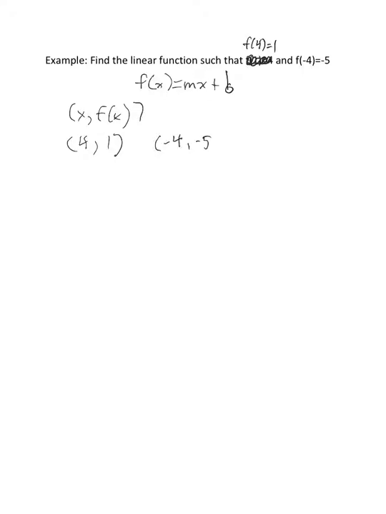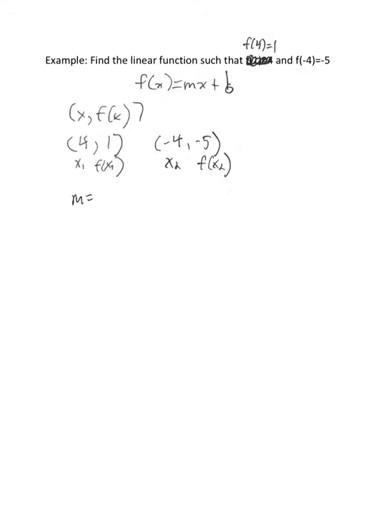-4, -5 is also a point. So this is technically my x1 and f of x1, and my x2, f of x2. And so we're going to begin by finding m.